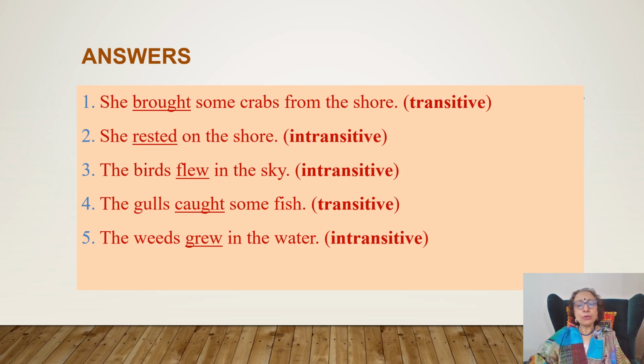The birds flew in the sky. Again, the birds flew. End of sentence. It doesn't require in the sky. Then you can say it is intransitive because in the sky is the prepositional object, sky using the preposition in.